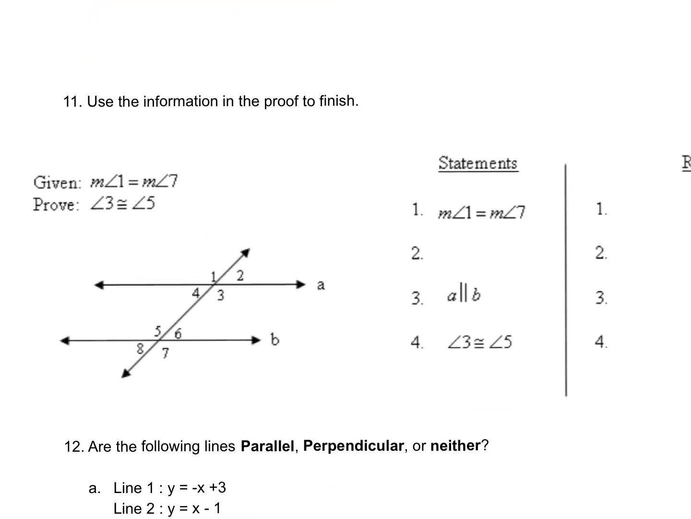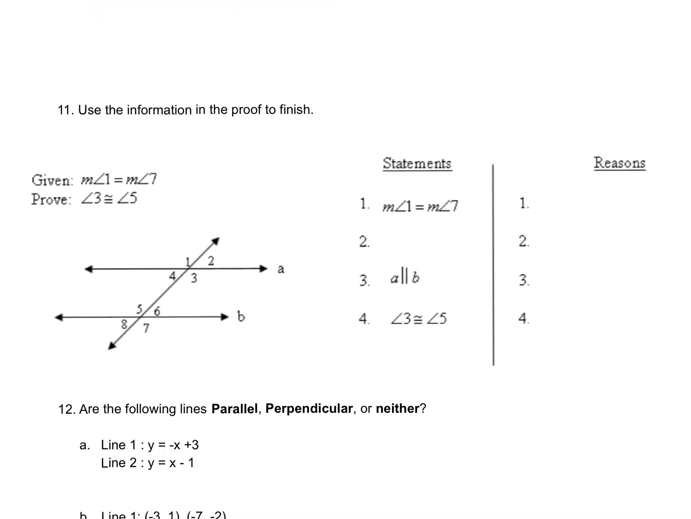Number 11, the first thing we want in our proof is our given. Since measure angle 1 is equal to measure angle 2, we can say angle 1 is congruent to angle 7 because of our congruence theorem.